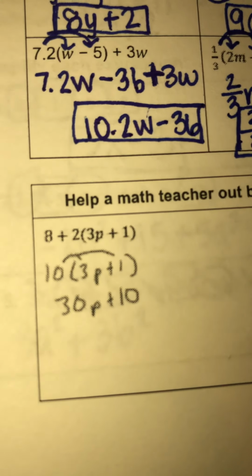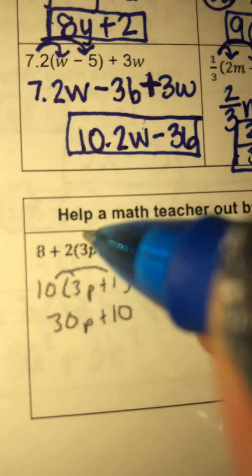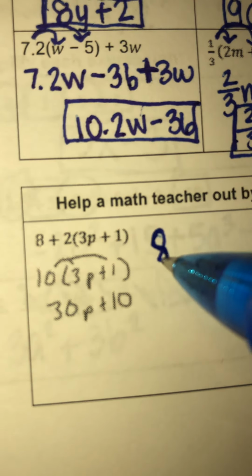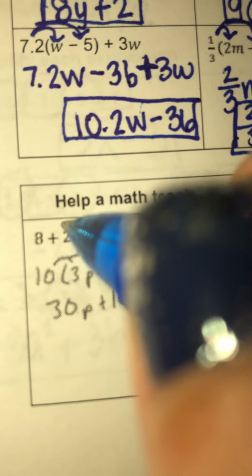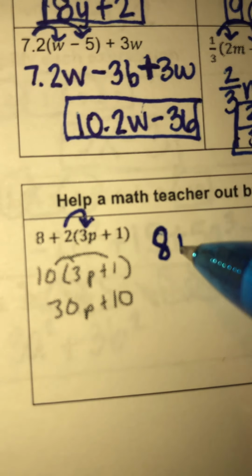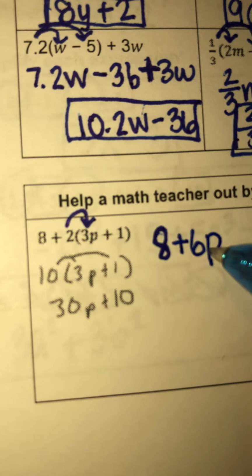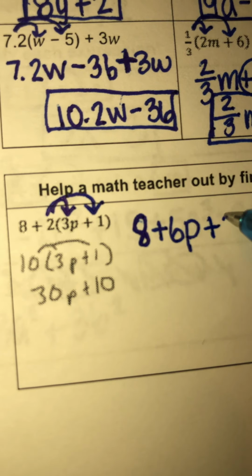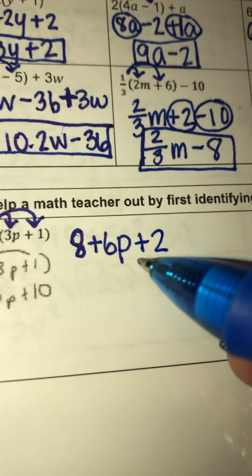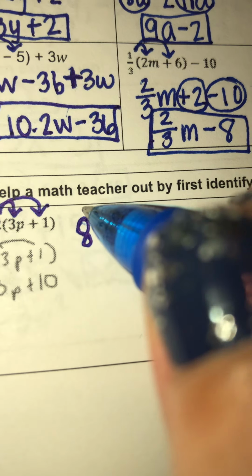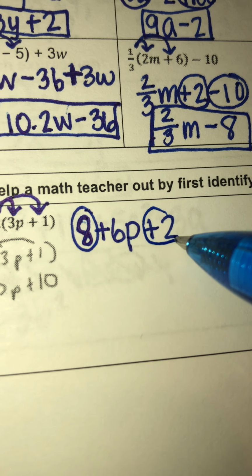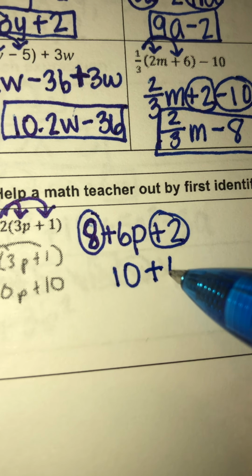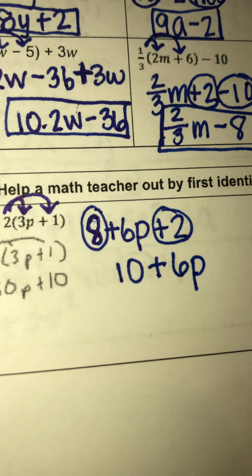My goal is to get rid of parentheses. So I'm going to write down the 8 because the 8 is not affected by the parentheses. And then I have a positive 2 times 3p. That's plus 6p. And then positive 2 times a positive 1. That's a positive 2. And then I'm going to combine like terms. So the things that I have alike here are the 8 and the 2. That gives me 10 plus 6p.